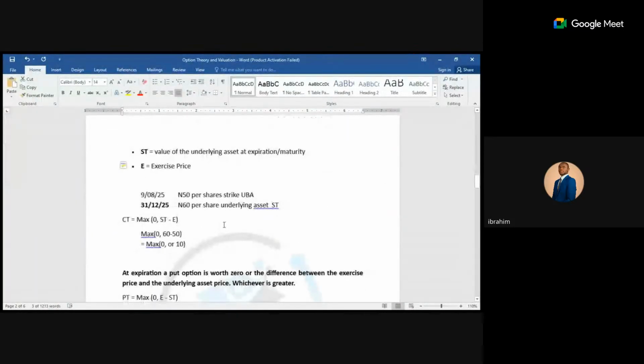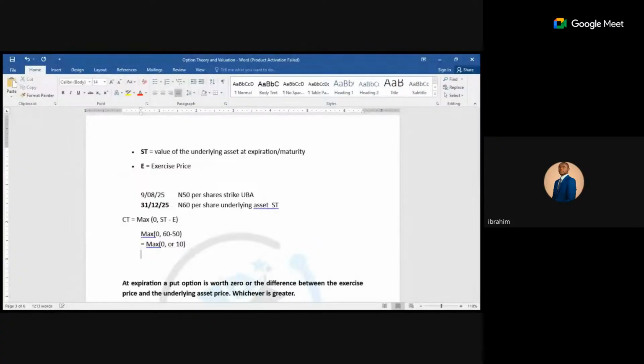Class, will you exercise your rights? Which one is greater? 10 is the greater, the maximum. 10 naira. Right? You are in the money, because you said you want to buy the option for 50 at a future date. Then it becomes 60 at that future date.